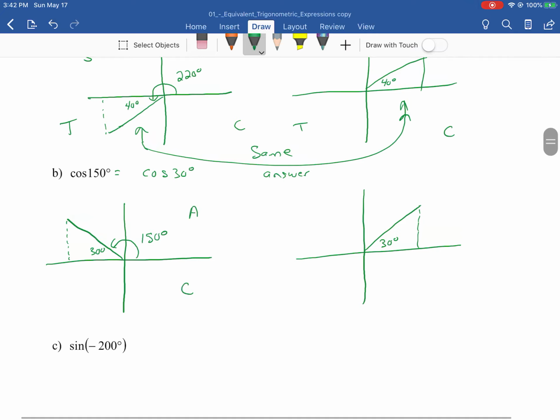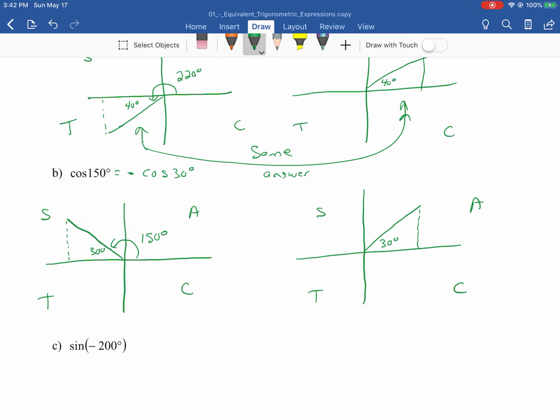And how do you check? Well, you just draw the CAST rule on every time, and you say, okay, in this quadrant, 150 will give a negative answer for cosine, whereas 30 will give a positive answer for cosine because it's in the all positive quadrant. So if cosine 150 needs to be negative, we need to put a negative in front of the cos 30 to be able to get the answer we're looking for.